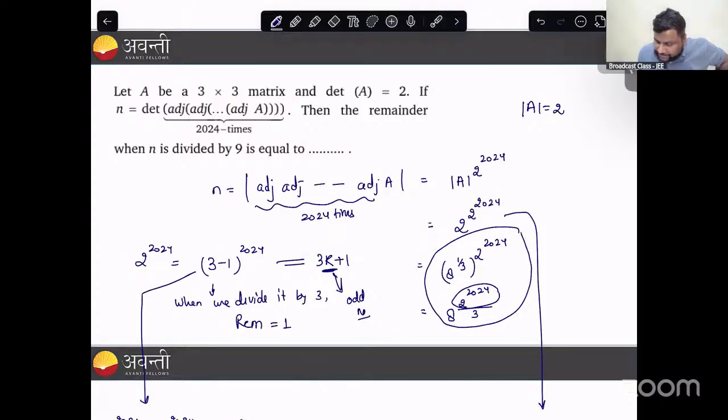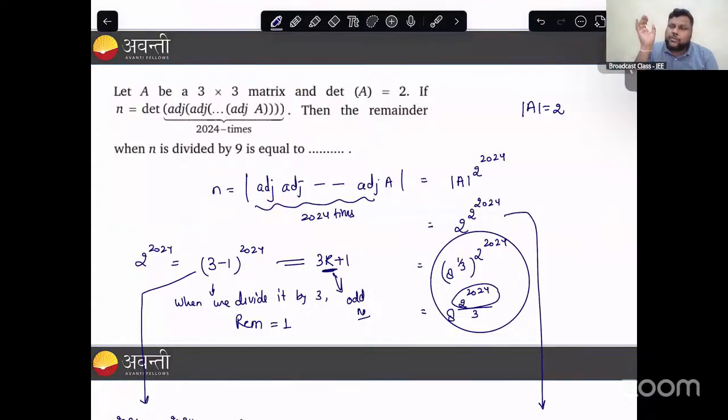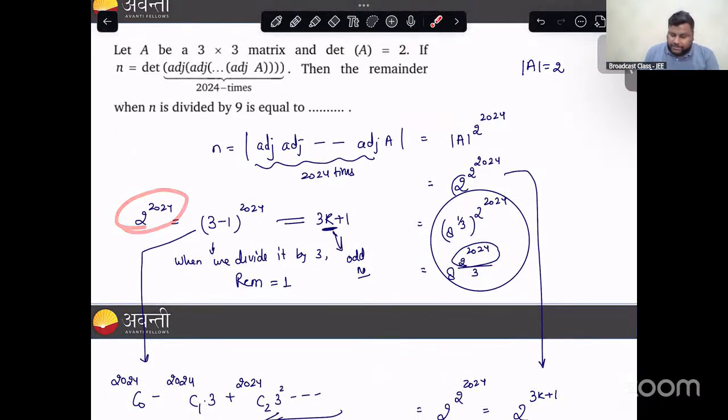Just to make you understand why I am looking for the power in the form of 3k plus 1: first of all, in the base I want something close to 9. Either it should be 10 or it should be 8. So I have written base 2 as 8 to the power 1 by 3, whole raised to the power 2 to the power 2024. So it became 8 to the power 2 to the power 2024 upon 3. So first of all I need to check how we can write it in the form of 3k plus 1. This 2 to the power 2024 is 3 minus 1 to the power 2024, so definitely it is of the 3k plus 1 type.